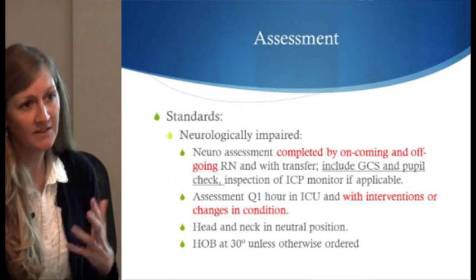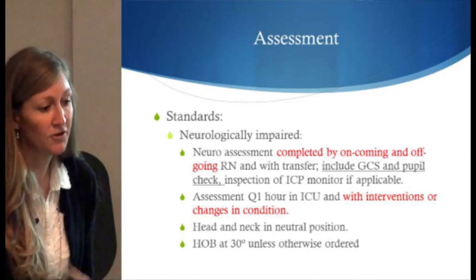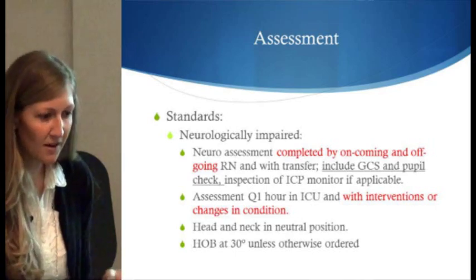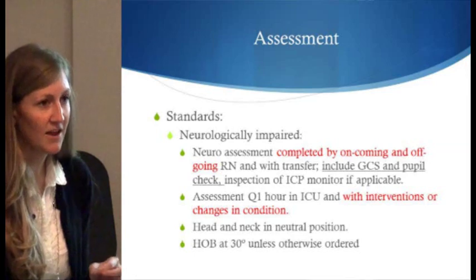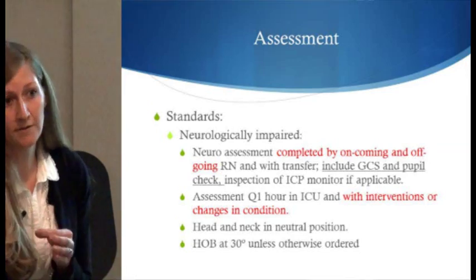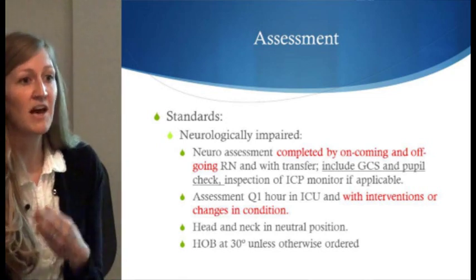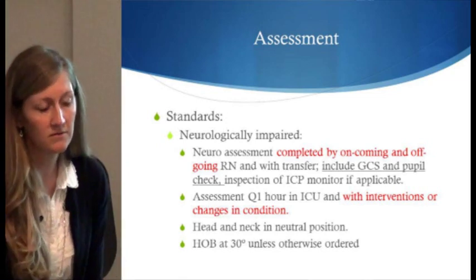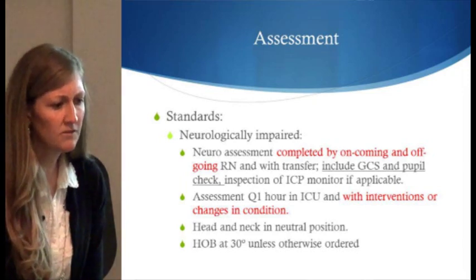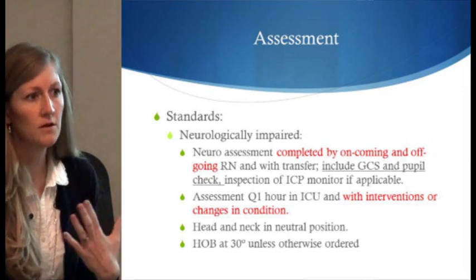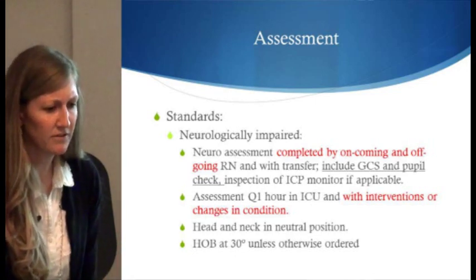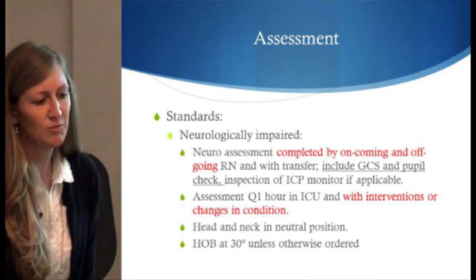So the standards for assessing a neurologically impaired patient are a neuroassessment with the oncoming and offgoing RN, and with all transfers, whether it's to CT, or to MRI, or to a decreasing or increasing level of care. So we really need to be giving each other a neuroassessment handoff to make sure our patients are safe. And that includes a GCS and a pupil check.